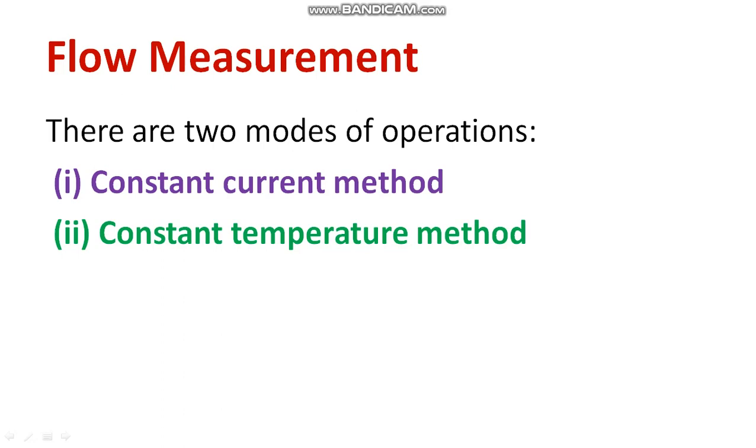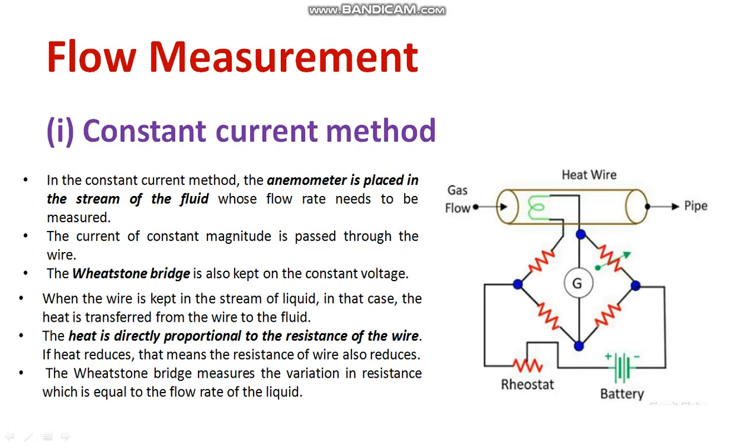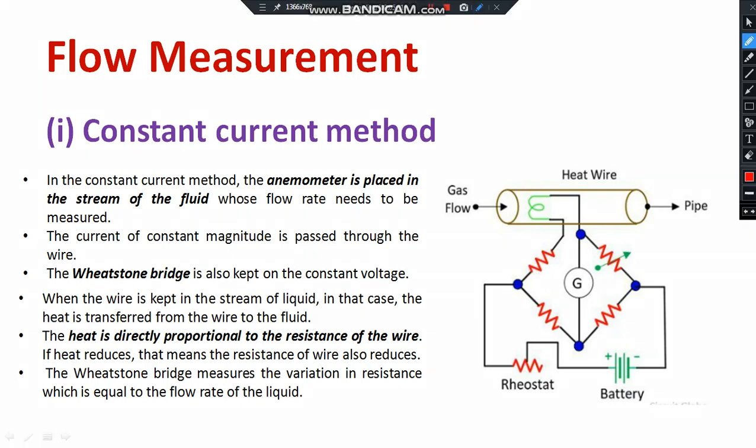Let's understand what we mean by the constant current method. Consider the diagram. Here please identify the Wheatstone bridge circuit. There are four arms connected. There is a battery source, then there is a variable resistance. Now one of the arms is connected with the hot wire.